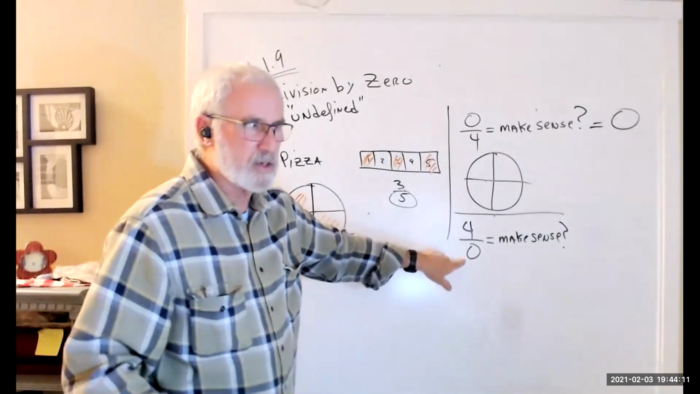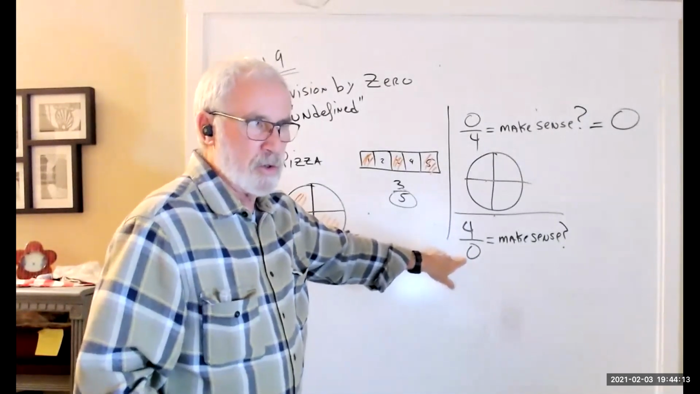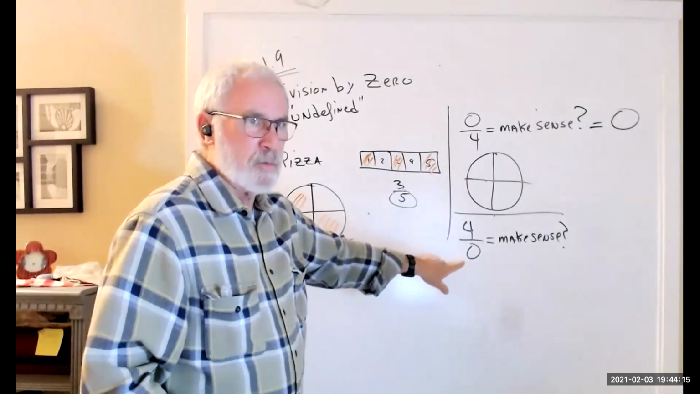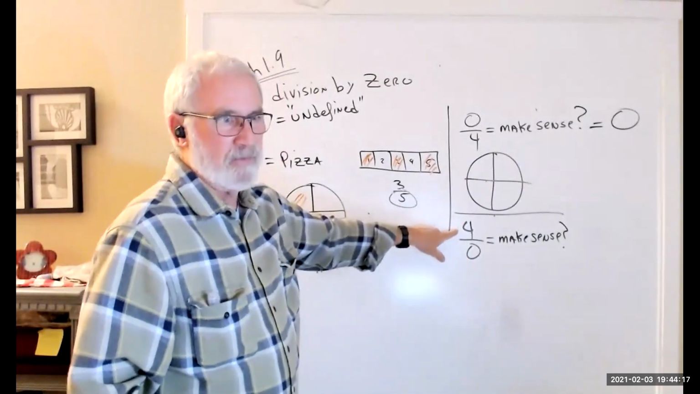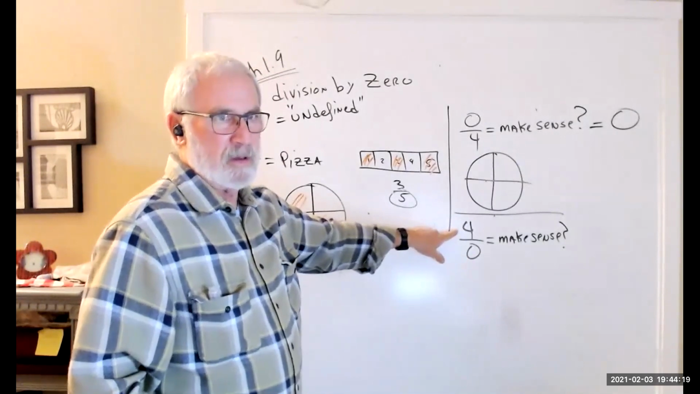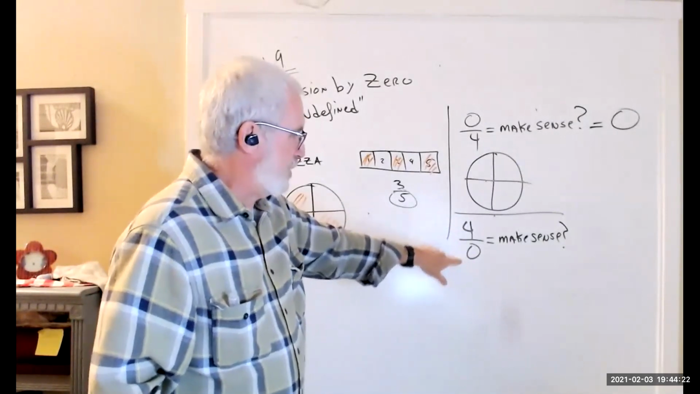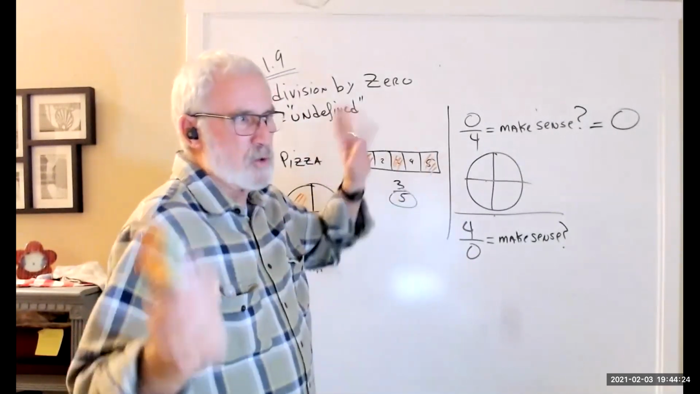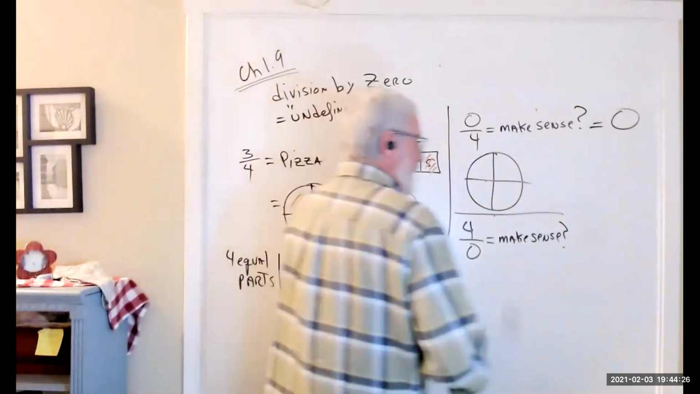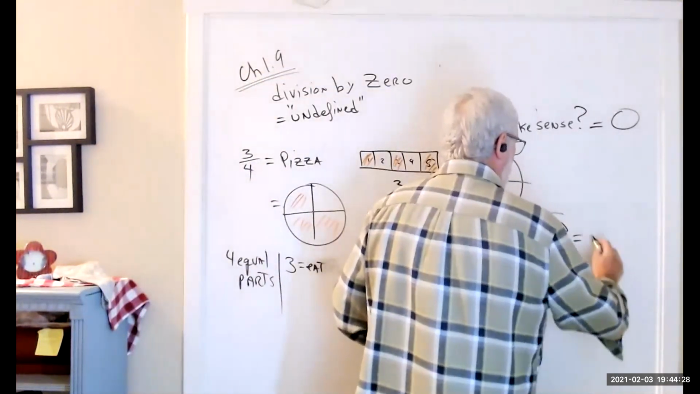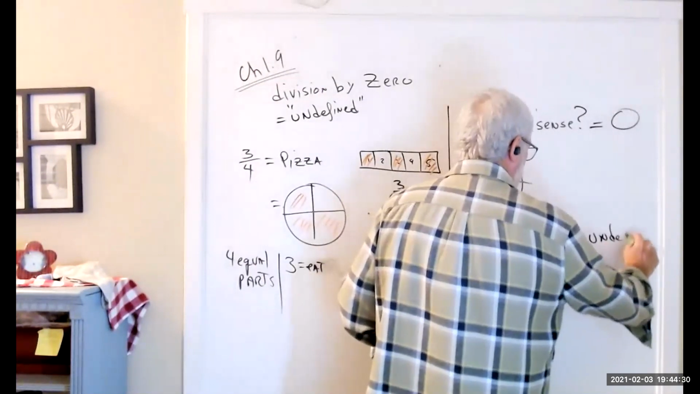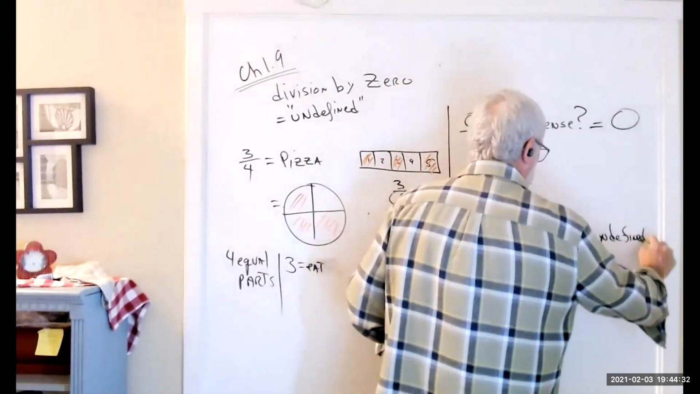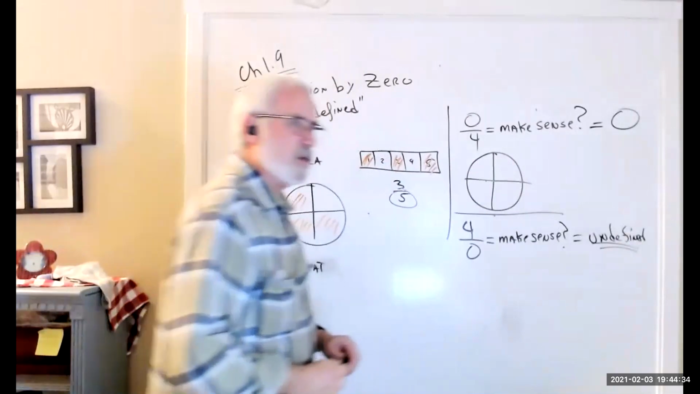Remember, the denominator tells you how many pieces. Well, there's no pieces. And the numerator tells you what you got to eat. 4 of them. Okay. No pizza. I ate 4 pieces. That makes no sense to me. And so in math, in all of algebra, we say undefined, because it just doesn't make sense.